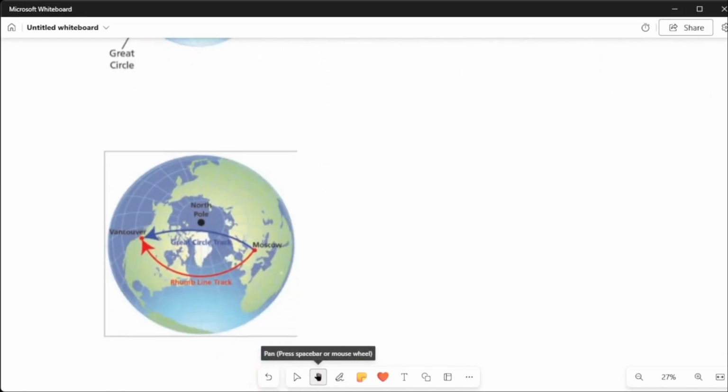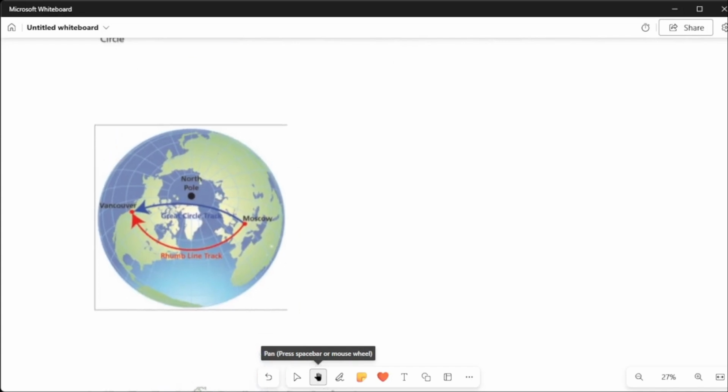As illustrated in this photograph, the red line is the rhumb line track as it cuts all the meridians at the same angle, and the blue one is the great circle track. Now, the rhumb line was traversed in earlier times when people did not have sophisticated navigation equipment like we have today, so they had to follow a constant heading or a constant direction during navigation. But we have a track that is shorter than a rhumb line track, which is called the great circle track.